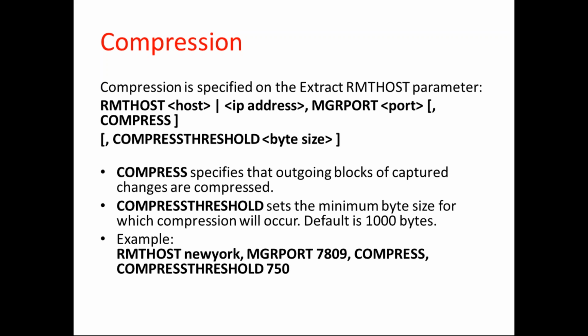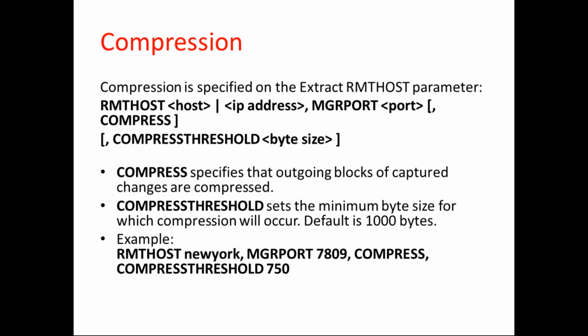So it says to compress. It will compress the data. The threshold sets the size of the blocks. The minimum byte size at which compression will occur is 750, so if you don't specify it, it defaults to that. You just need to add a line COMPRESS here, and it will be compressed.